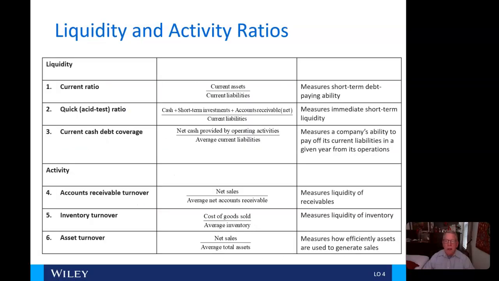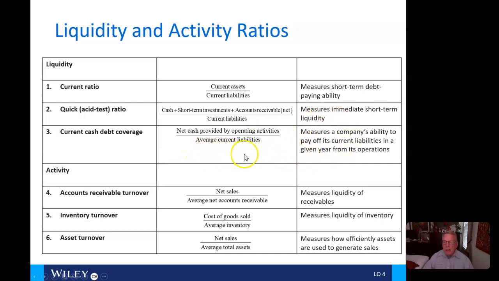So let's look at these. Here, current ratio: current assets divided by current liabilities. As you see, that measures short-term debt paying ability. Quick or acid test ratio: basically we subtract from current assets our prepaid and inventory accounts, and we're left with cash, short-term investments, and accounts receivable, again divided by current liabilities. And that's a more immediate measure of short-term liquidity.